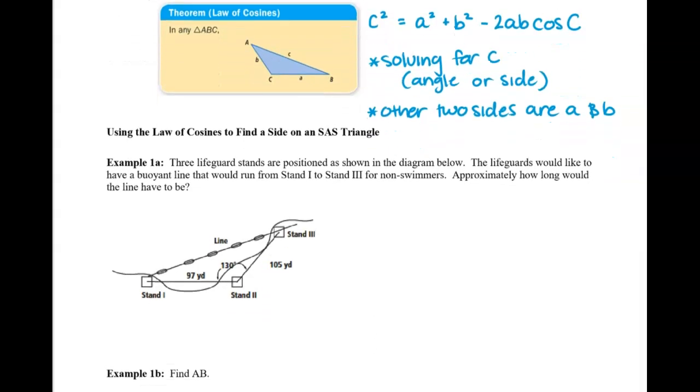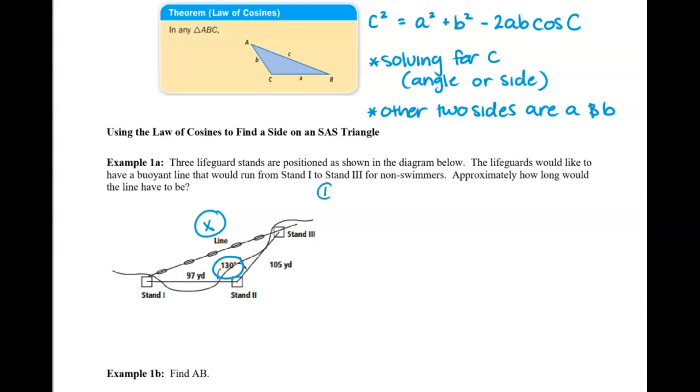Okay, for example, we have 3 lifeguard stands: stand 1, stand 2, stand 3. The lifeguards want to have a buoyant line, a floating line running from stand 1 to stand 3, so the non-swimmers know not to go past that, presumably. We want to know how long the line would have to be. So I'm going to call the length of the line X and circle it. Then the opposite angle is this 130-degree angle right by stand 3. So in this case, that's our C.